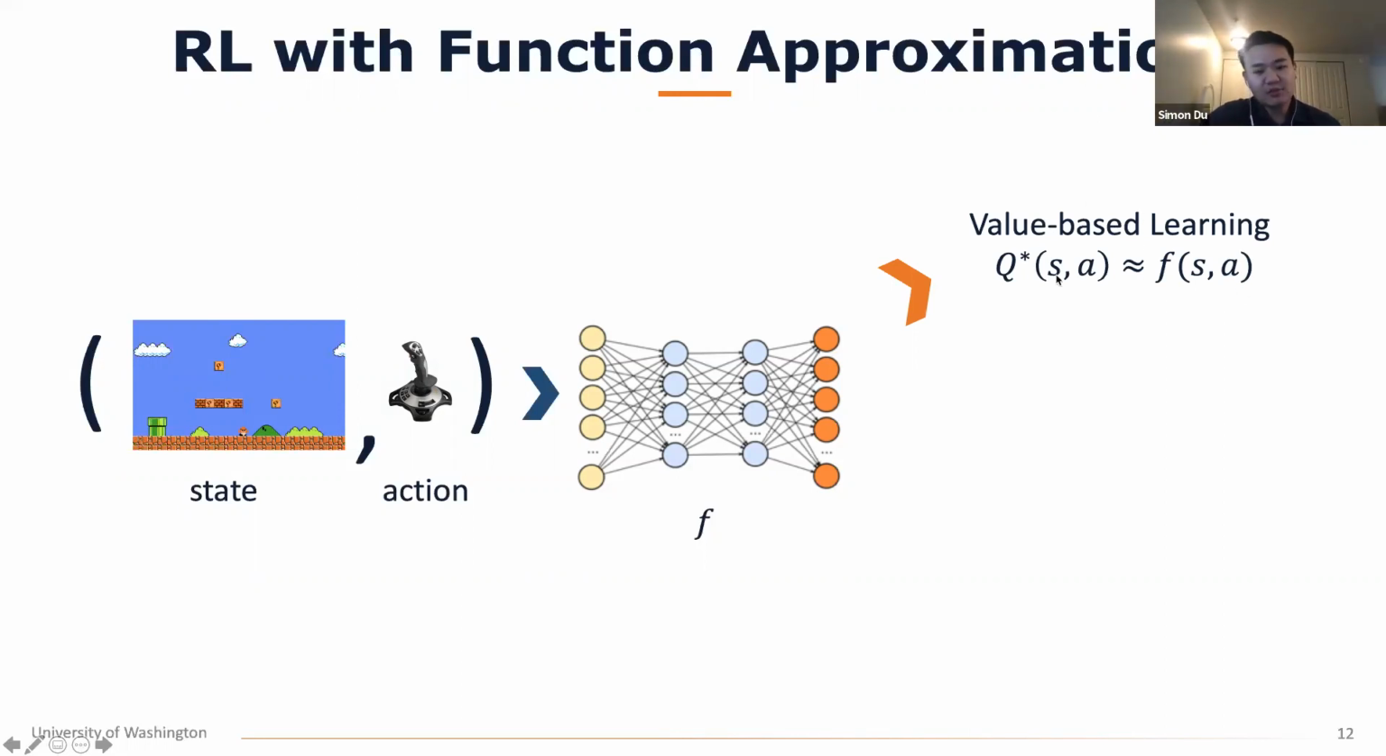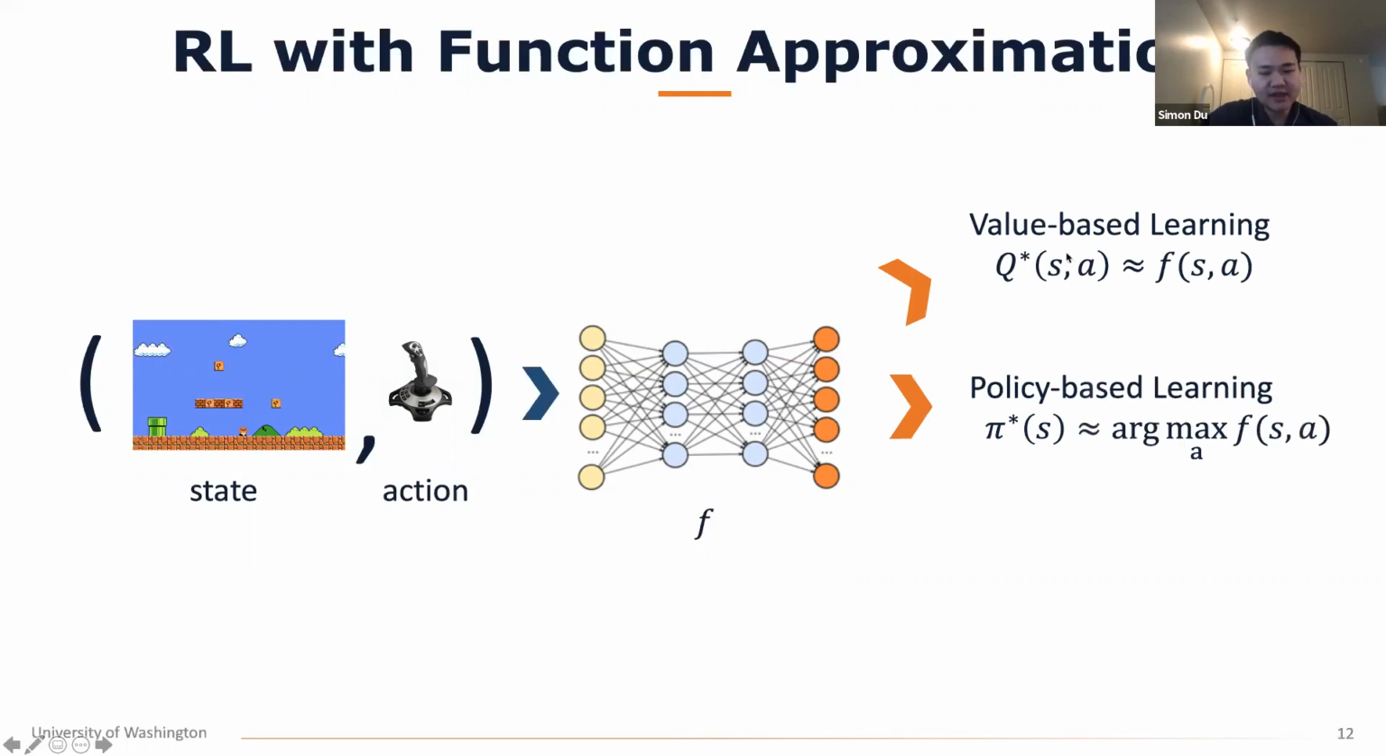That's also called value-based learning. Another class of methods is called policy-based learning. Basically, you want to use your function to represent the optimal policy. So you restrict your optimal policy within some function class.